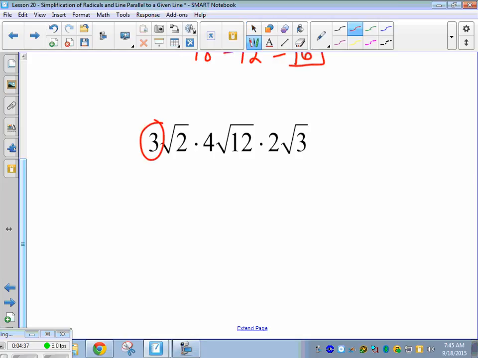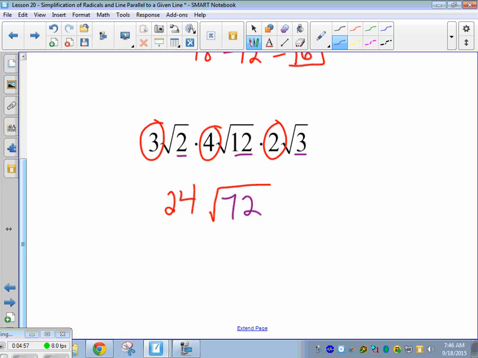Okay, all the outsides multiply together. So what's 3 times 4 times 2? 24. Okay, square root. And then all the insides multiply together. What's 2 times 12 times 3? 72. Nice. All right, 72.